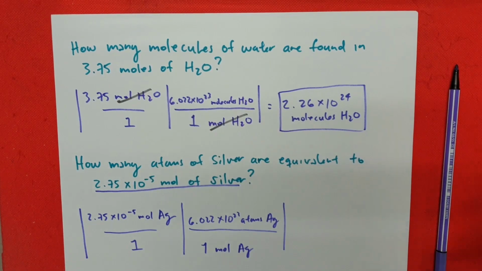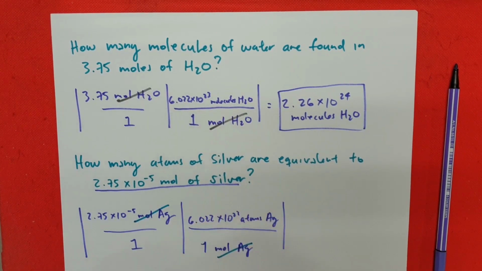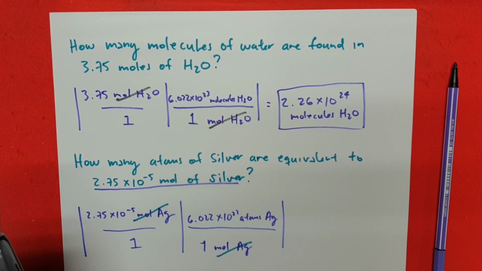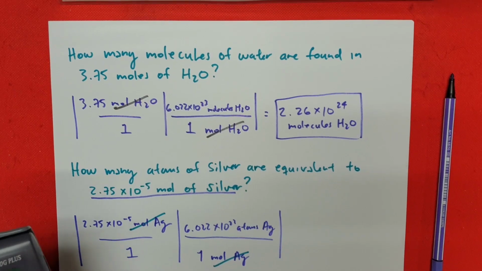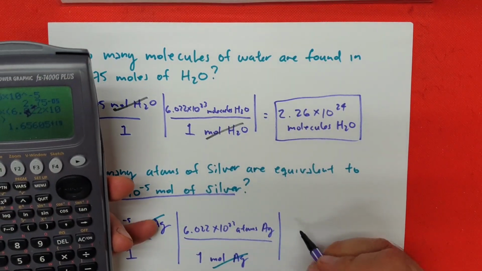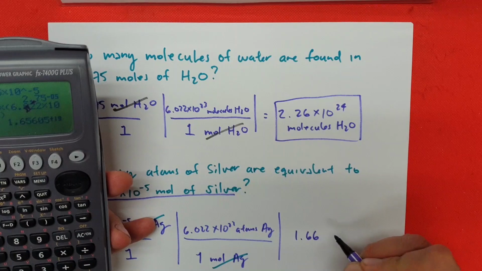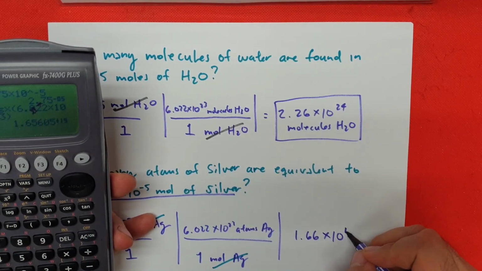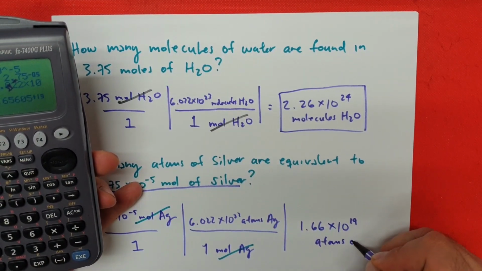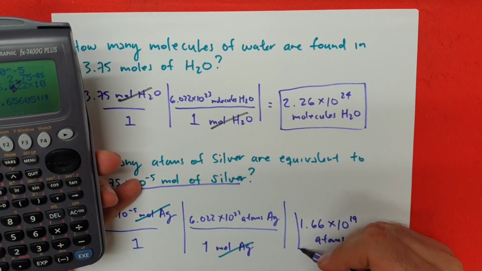My units, of course, are going to cancel out. And if I'm careful and I'm meticulous with punching in my numbers in my calculator, I'm going to get a good result. So let's see. 2.75 times 10 to the negative 5th multiplied by 6.022 times 10 to the 23rd. And my answer is, rounded up, 1.66 times 10 to the 19th power. And the unit that survived is atoms of silver. And I box my answer.